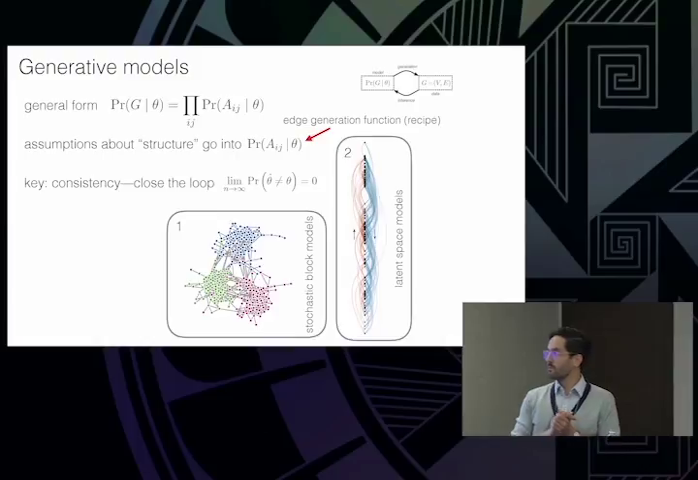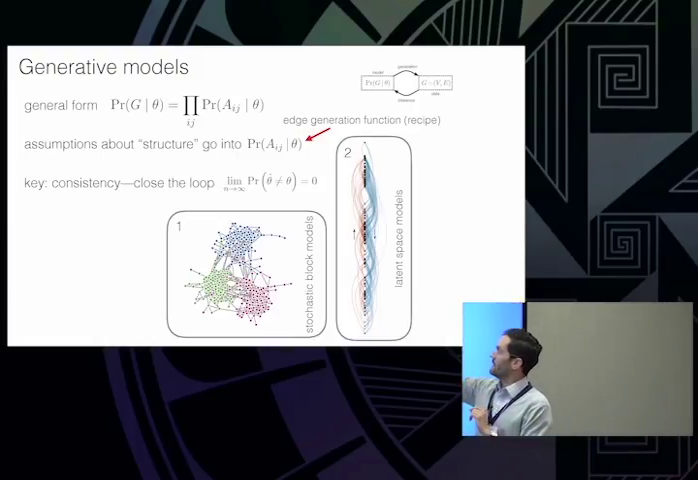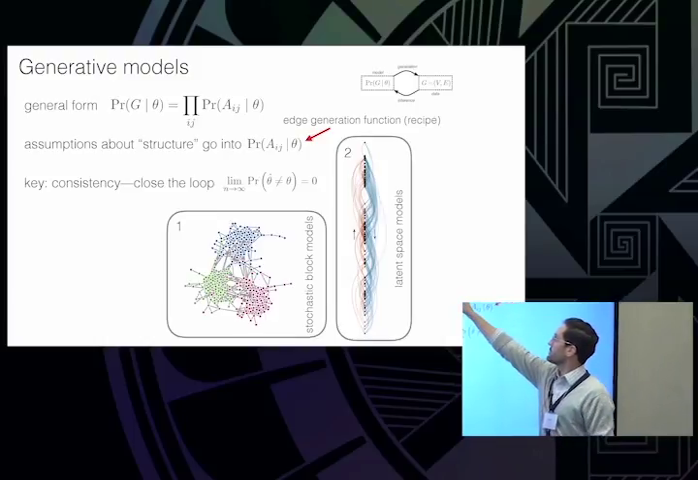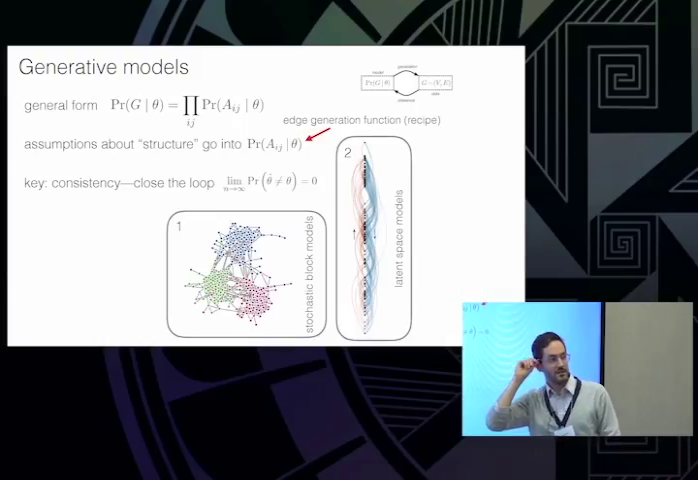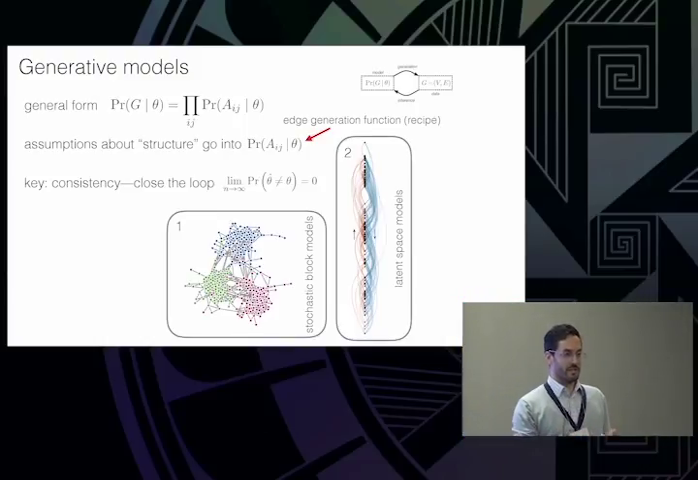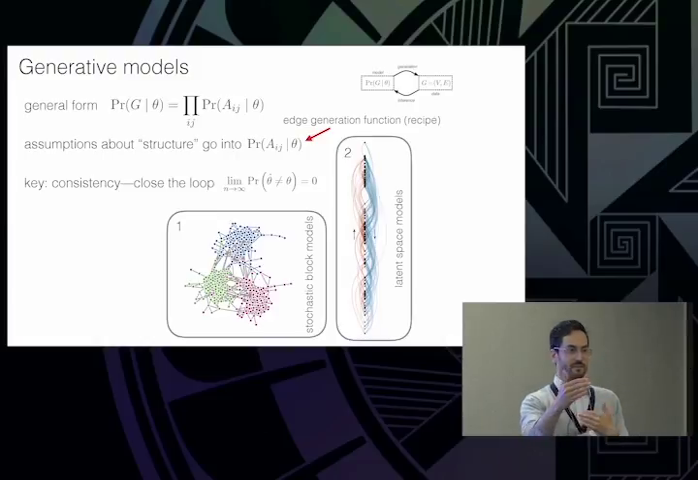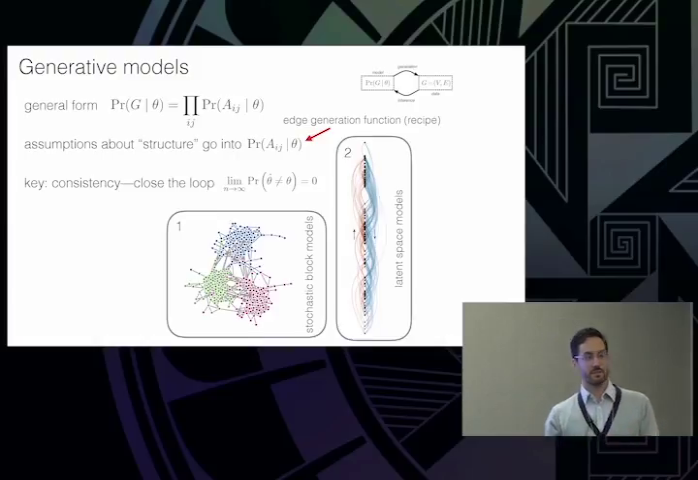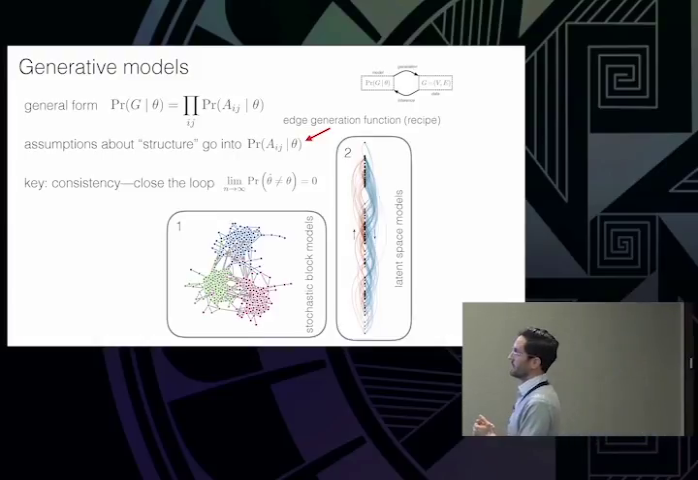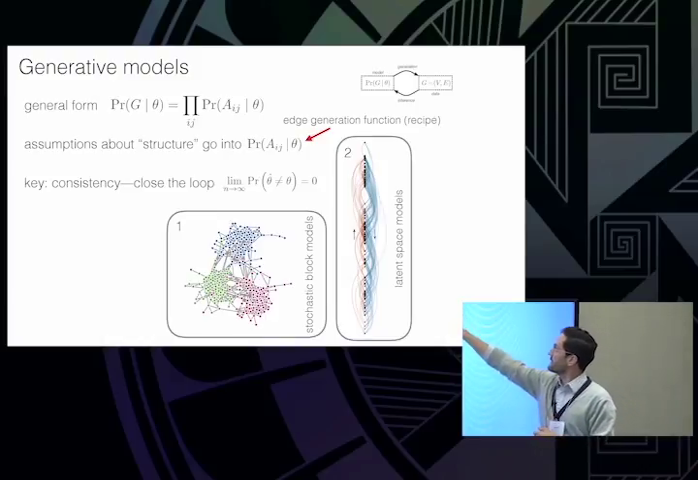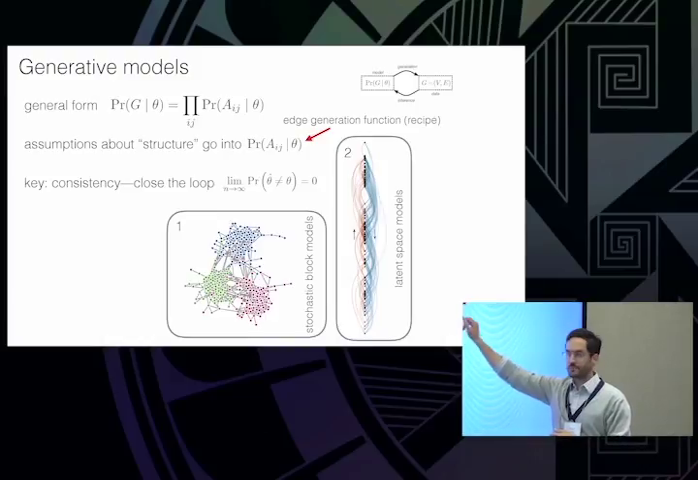The general form of one of these is that the probability of G given theta is some product over all possible edges, i and j, of just the probability of edge a_ij given theta. And the only reason I'm writing this down is to say that we're going to draw each of the edges independently. That is, if I'm trying to write down a network for the people in this room, I'm going to consider every single pair of us independently and flip coins or do whatever other process to generate those edges. This conditional independence is really important. And all the assumptions about structure itself go into this probability. So this is really the edge generation function, or the recipe.